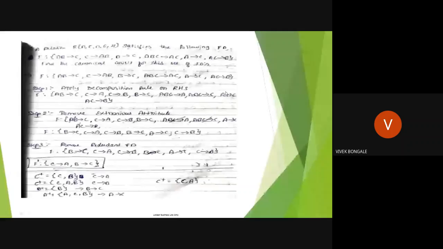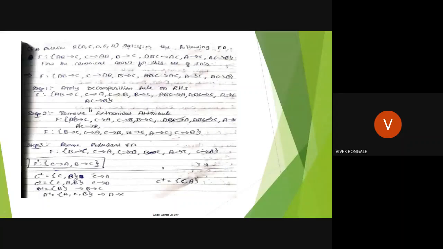Decomposition rule on the right hand side. ABC determines AC, so ABC determines A, then ABC determines C. We have applied the decomposition rule over here. Next, A determines C, and AC determines B. See, here we have a set of attributes on the left hand side, so we are not applying the decomposition rule here.